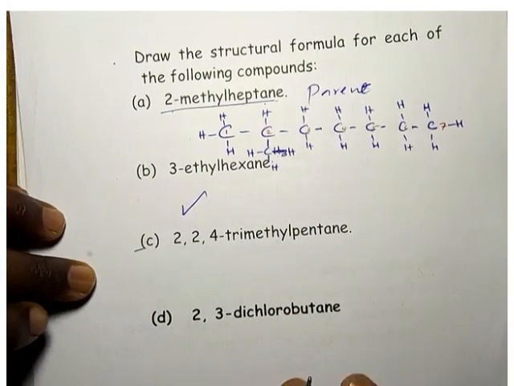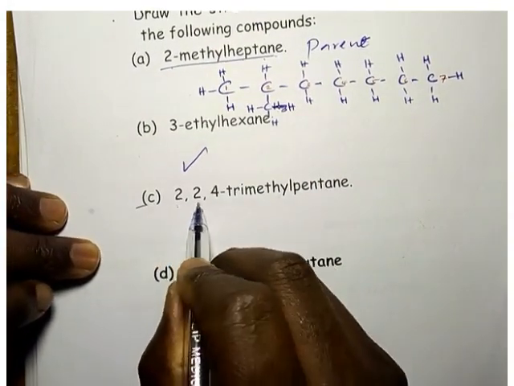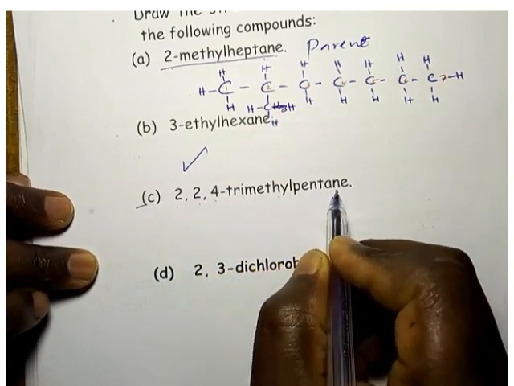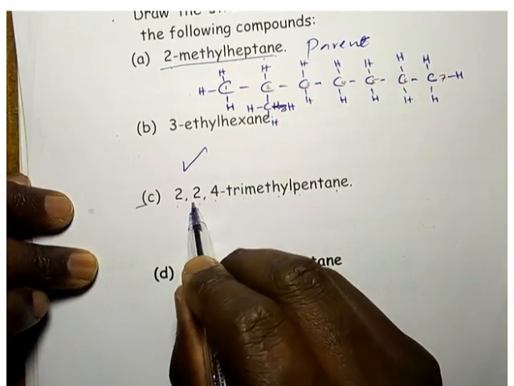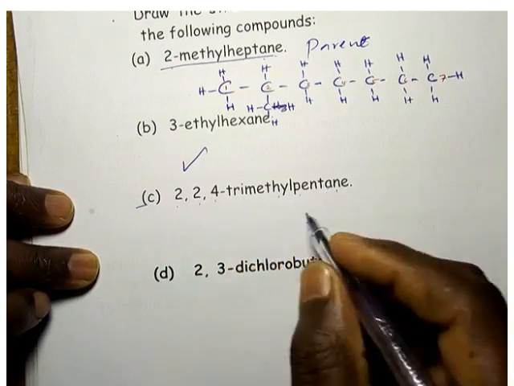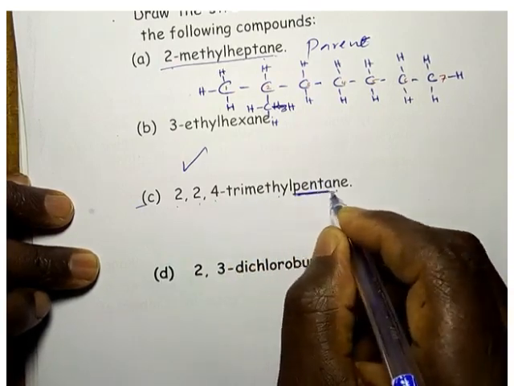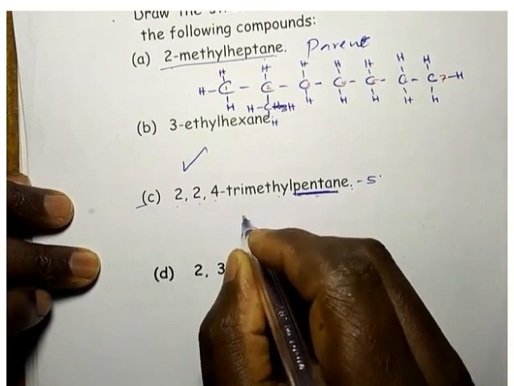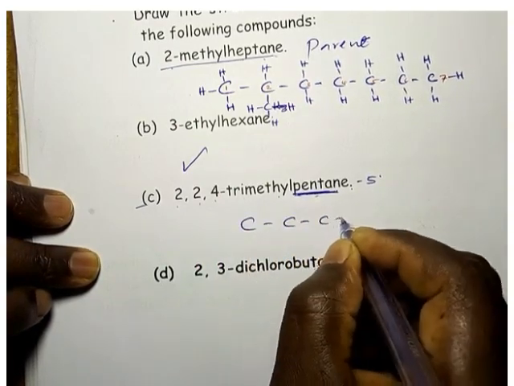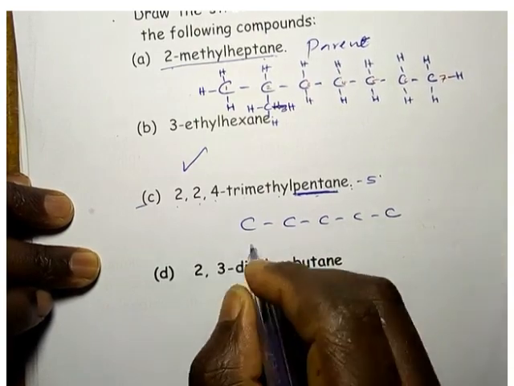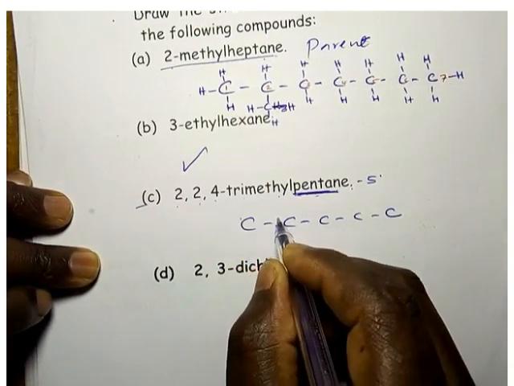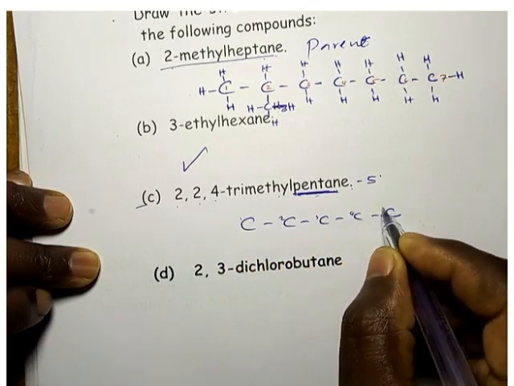Let me do number C. We have 2,2,4-trimethylpentane. The first thing we do is the parent name. The parent name is pentane. Pentane means 5 carbon atoms, so 1, 2, 3, 4, 5. And then we start numbering: 1, 2, 3, 4, 5.